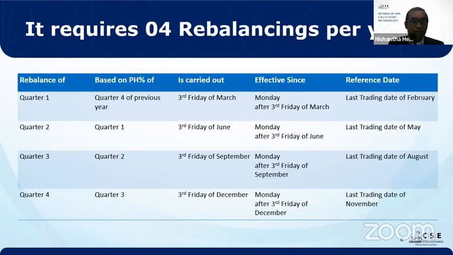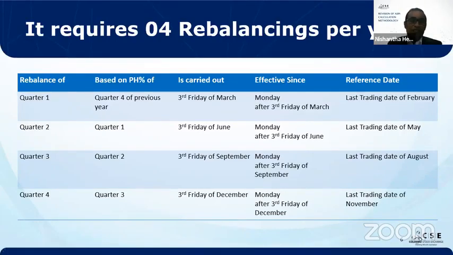And so this table will help us understand how the 4 rebalancings would take place in a given year. The rebalancing of quarter 1 would be based on the public holdings of the previous quarter, obviously. And so it is carried out in March. We have a specific date, the third Friday of March, and it will be effective on the following Monday. When it comes to weight reconstitution, we have to go by a particular day, which is known as the rebalance reference date. The reference date would be the last trading day of February.